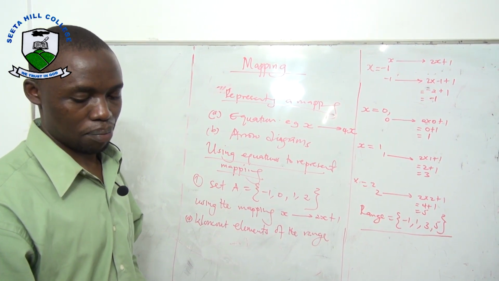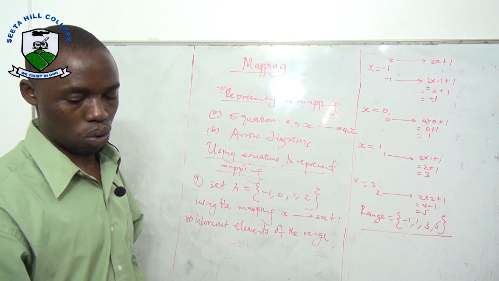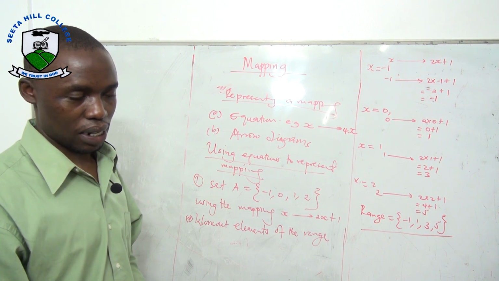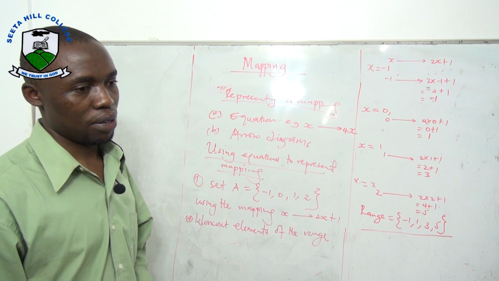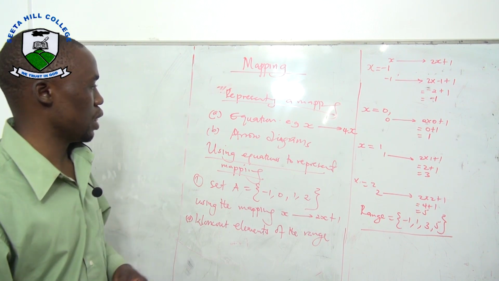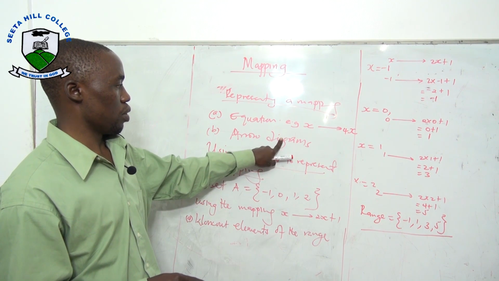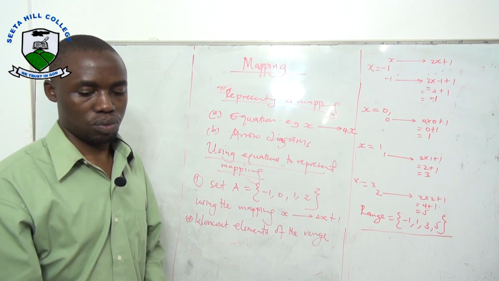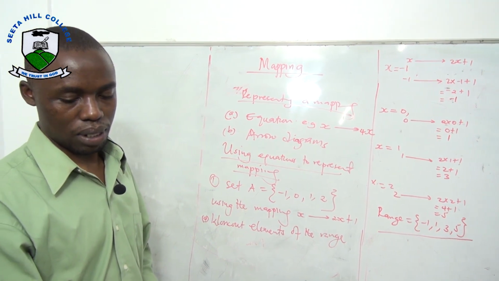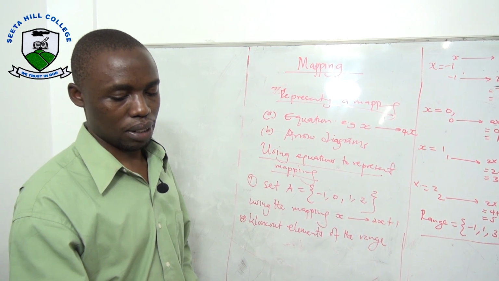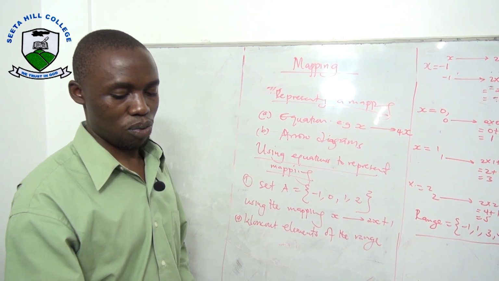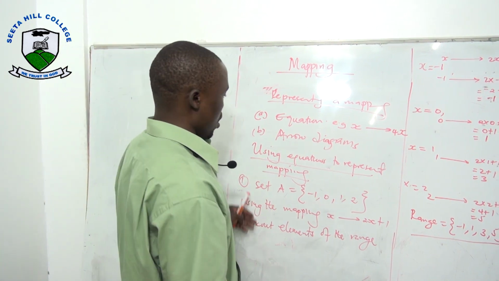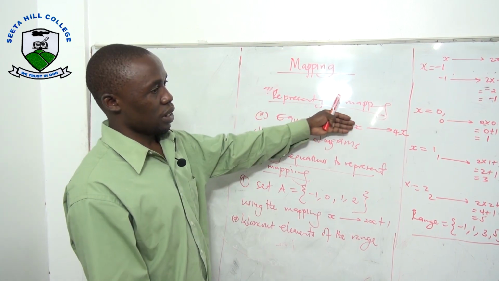Let me capture here one number and people can do it for us. That's how we can represent using an equation, but now we also can use arrow diagrams. I hope you are warming up to the numbers, not so? Any question on equations, representation?